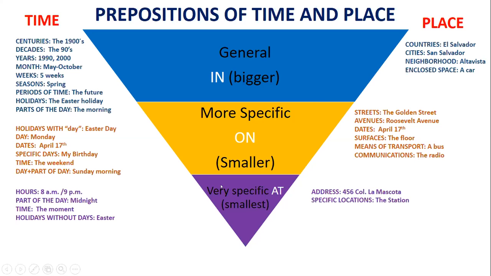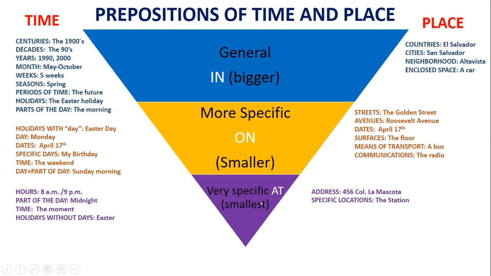Okay, so. When we talk about places, we say on Golden Street, to talk about streets, to talk about avenues, we say on Roosevelt Avenue. To talk about dates, we say, for example, on April the 17th. To talk about surfaces, on the floor. To talk about means of transport, on a bus. To talk about communications, on the radio.